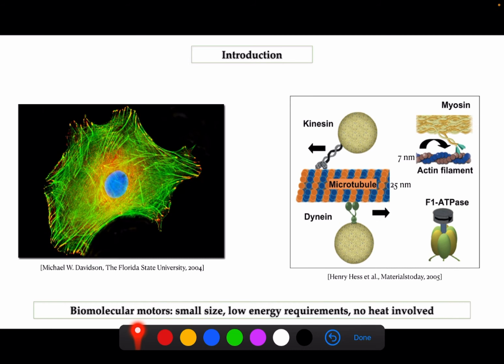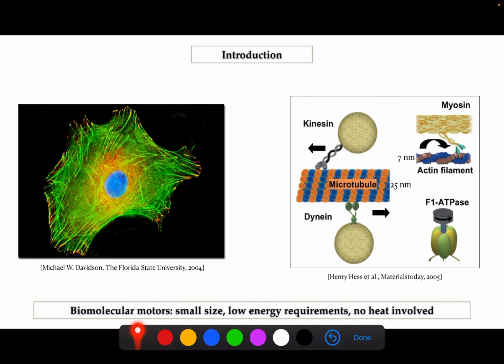Top right, we have actin filament, which is around 7 nanometers. Myosin slides on the actin filament to produce contraction force. We also have F1 ATPase, which produces circular movement.